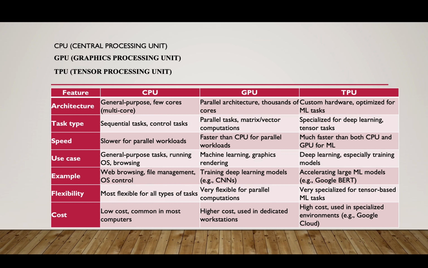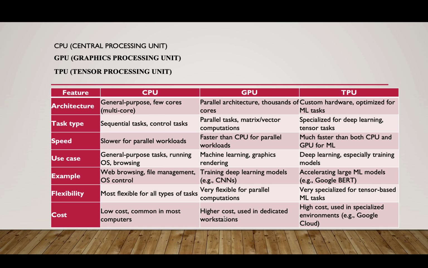Cost perspective: the CPU is low cost and common in most day to day computers. The GPU is high cost and used in dedicated workstations. Then the TPU is high cost and used in specific environments like Google or the cloud. For example, from the GPU perspective, you will hear that many GPUs are required for processing machine learning or deep learning.